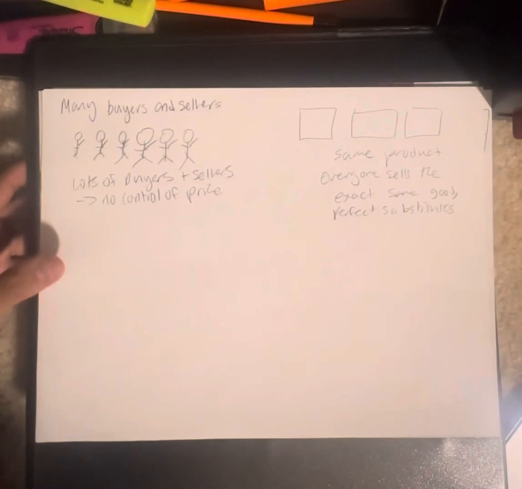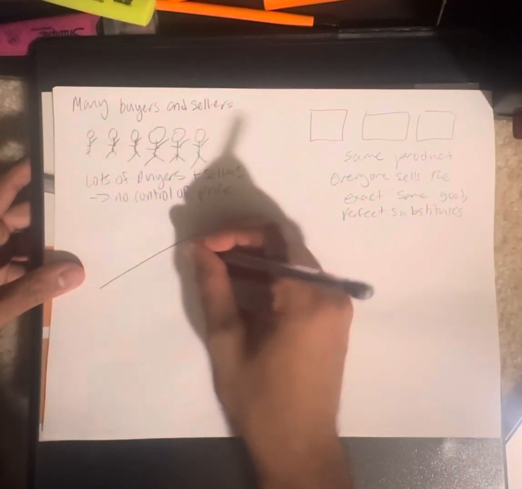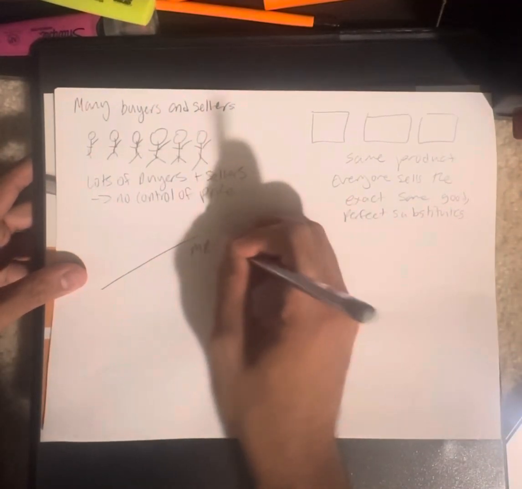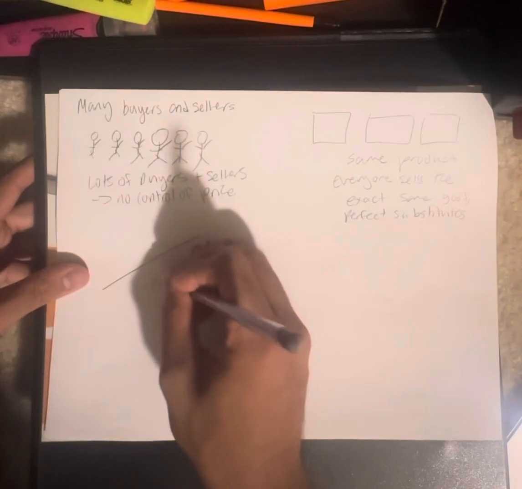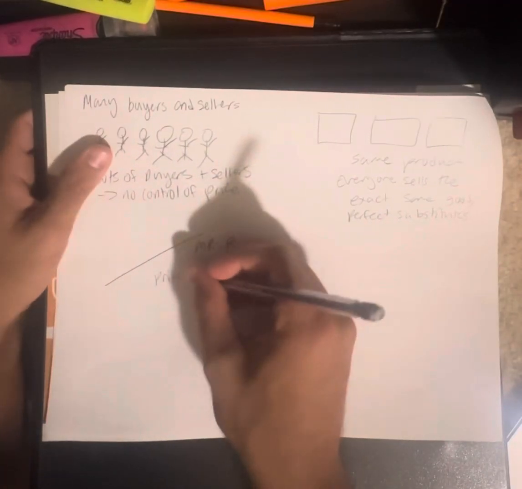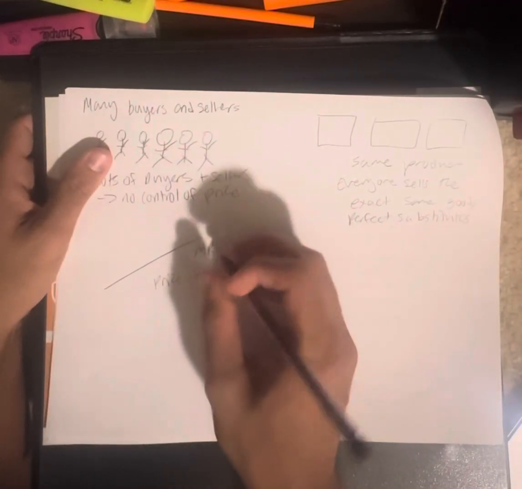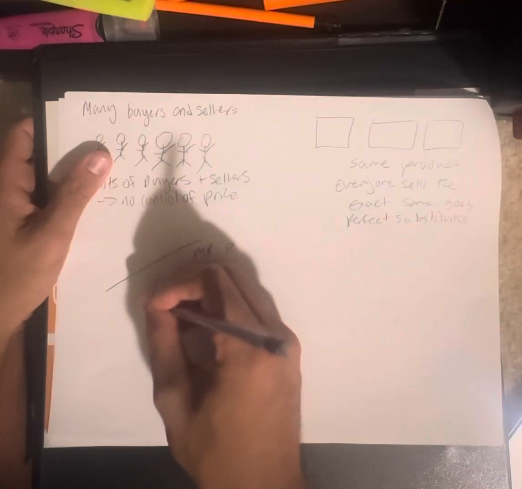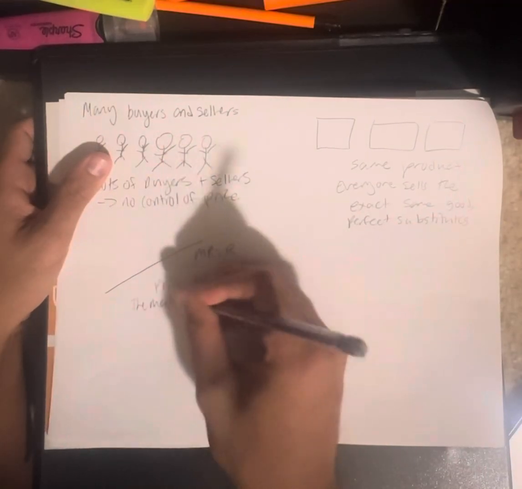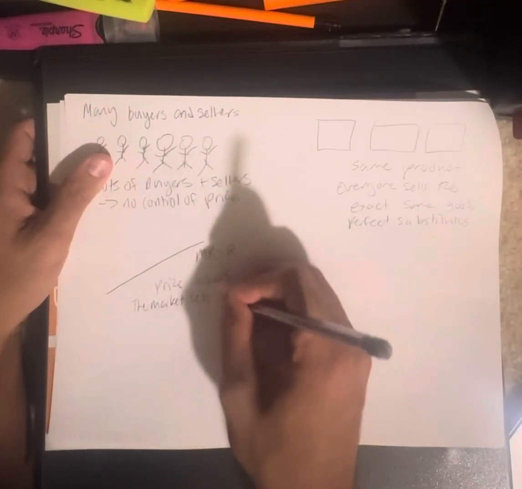Then we have the price takers. The firms are price takers. The market sets the price, and individual firms must accept it. If they try to raise their price even a little, buyers instantly switch to another identical seller.